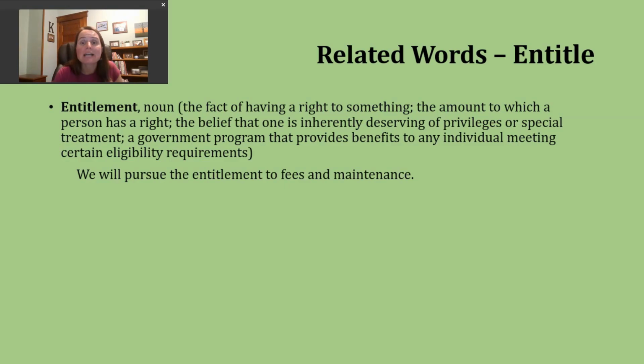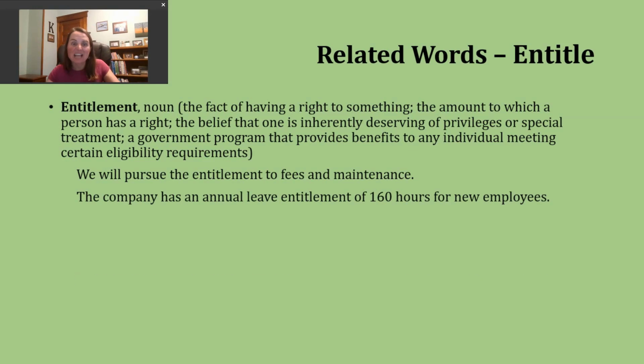But a second way to use that noun entitlement is to refer to the amount which a person has a right to. So here we're sort of thinking like, what is owed to someone? So an example of this might be, the company has an annual leave entitlement of 160 hours for new employees. So 160 hours is the amount of maybe vacation or paid time off that a person has a right to at this organization.